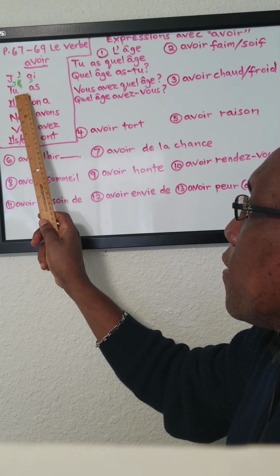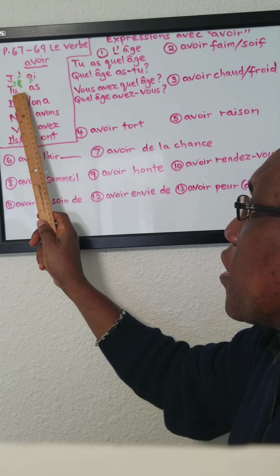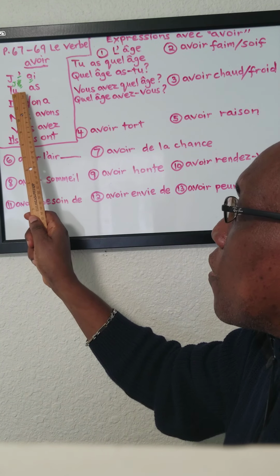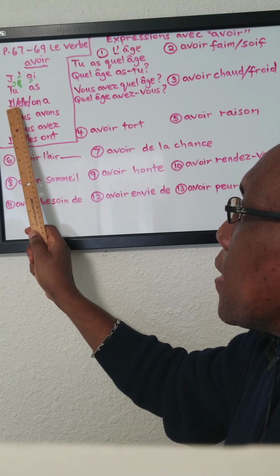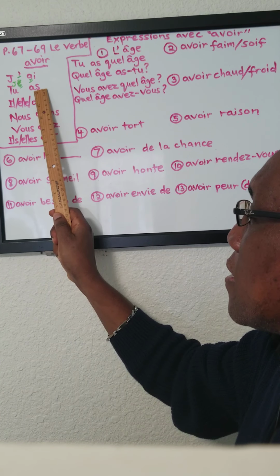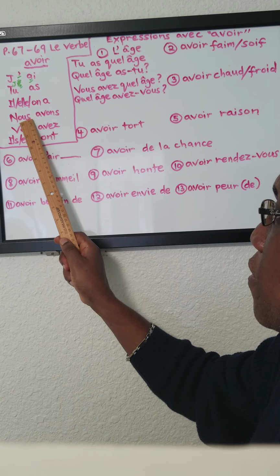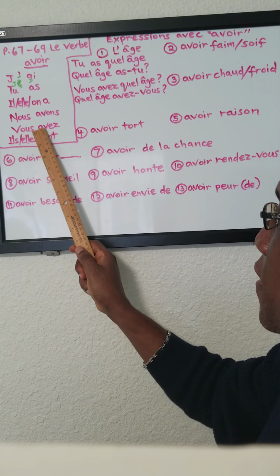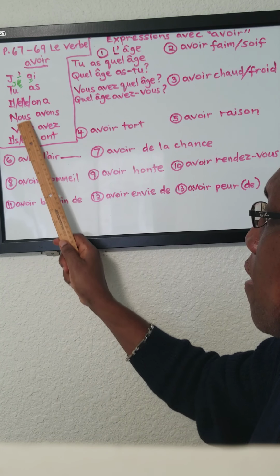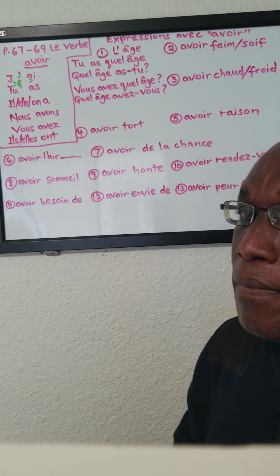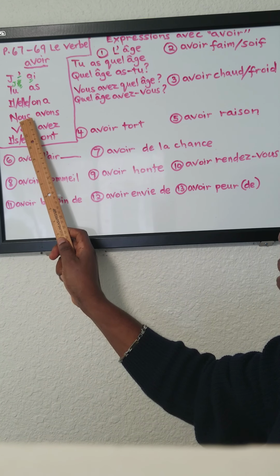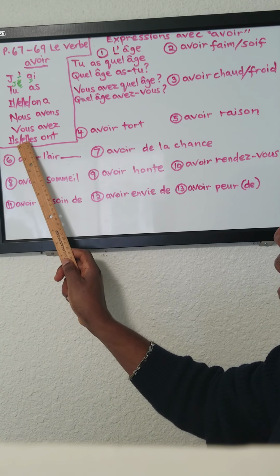Tu as. Here you don't do the contraction, unless you are speaking informally. Il, elle, on a, the same sound, but here you don't have the S. The S here is also silent. Nous avons, vous avez, you do the link, the liaison. Ils, elles ont. Remember the S sound has become a Z sound. Nous avons, vous avez, ils, elles ont.